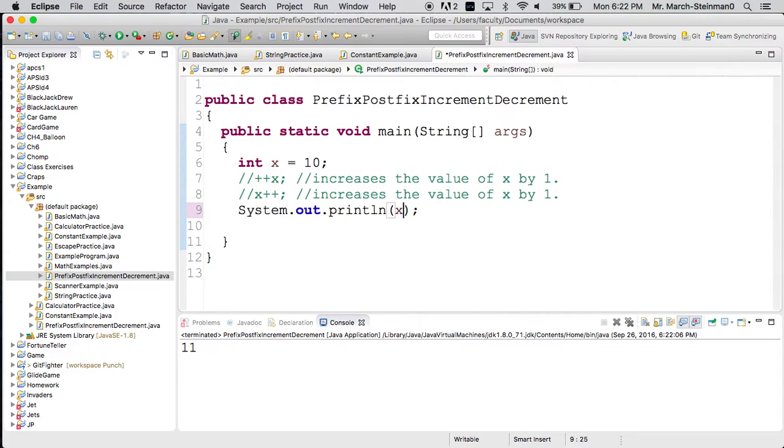If I have a postfix operator, it'll do whatever I'm working with first, and then after it executes that command, it'll increase the value. For instance, here, the value of x is definitely 11, but only after I've printed it out. So this is sort of an interesting thing to do with these incrementing operators.